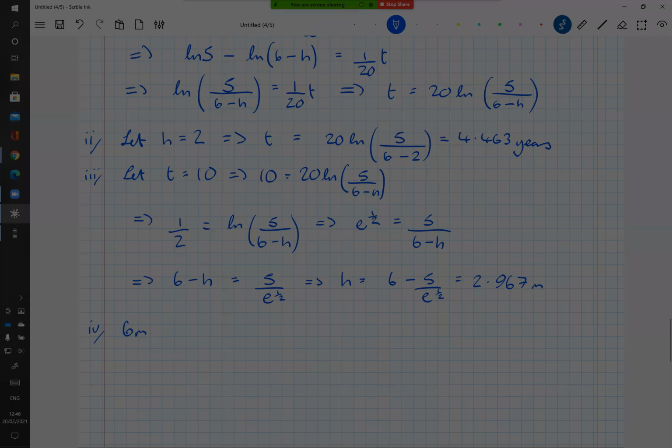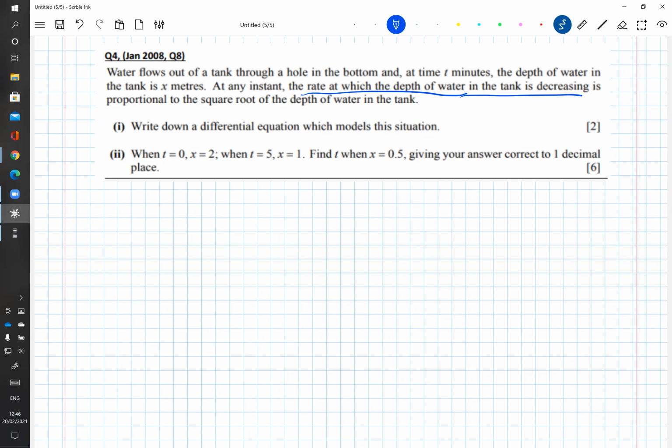So water flows out of a tank through a hole in the bottom. At time t minutes, the depth of water in the tank is x meters. At any instant, the rate at which the depth of water is decreasing. So x was depth, so the rate of depth is dx by dt. So the differential equation is hidden in the question. So before I even read what the question's asking, I'm going to write this down. Is proportional to... equals k times the square root of the depth of water in the tank.